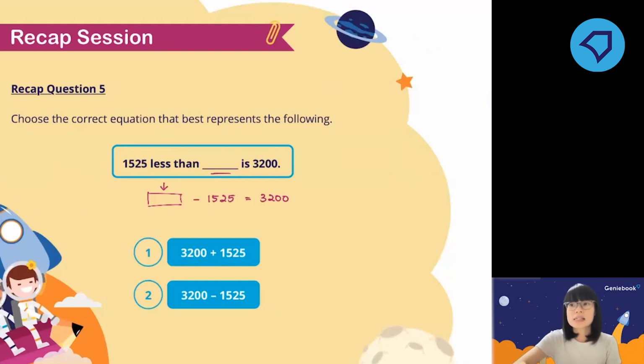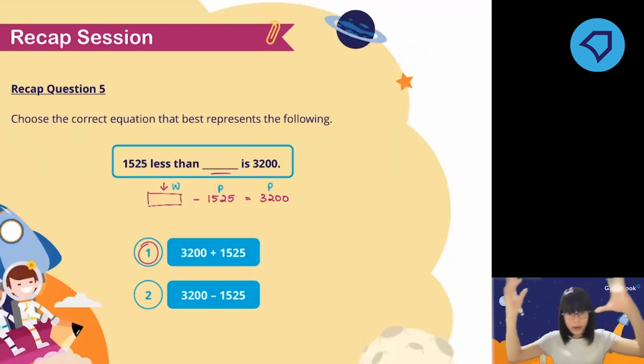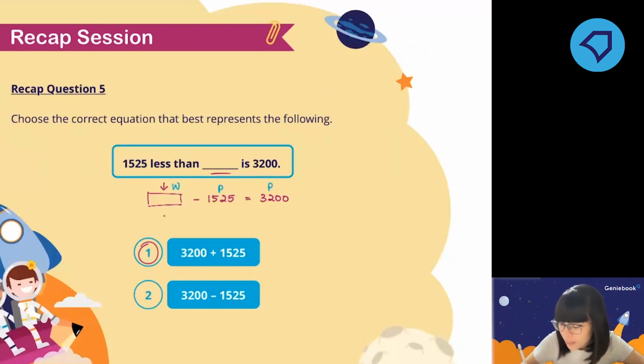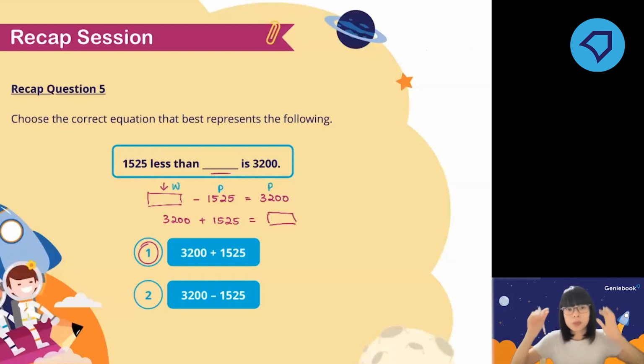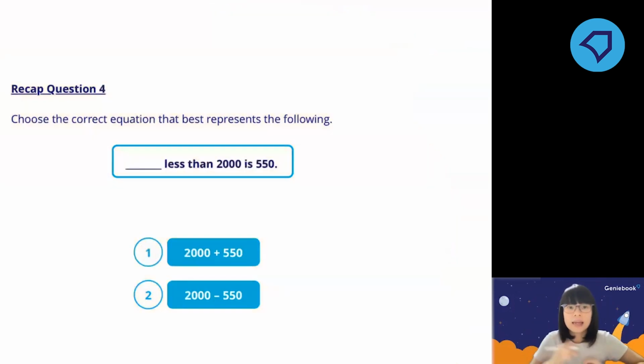30 seconds, start now. Time is up. A lot of you chose the correct option. You should be choosing option number 1 again, because this is whole minus 1 part to give you 1 part. So in order for you to find the whole, your part and whole, you need to add the two numbers together. Okay, then you will have your final answer. So I hope you guys can see the difference between this question and this question.